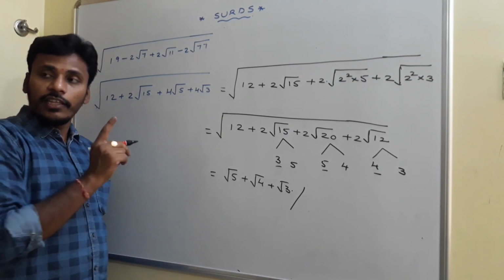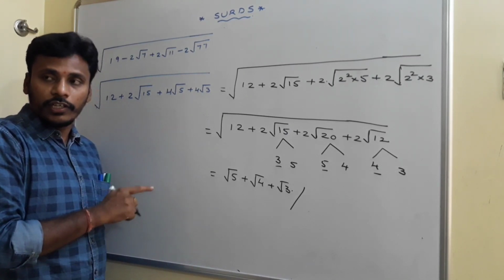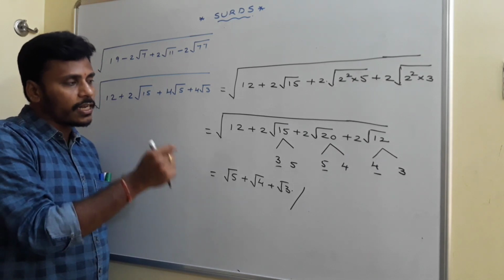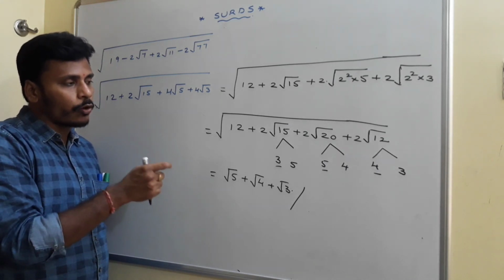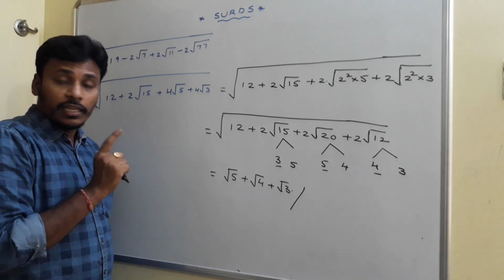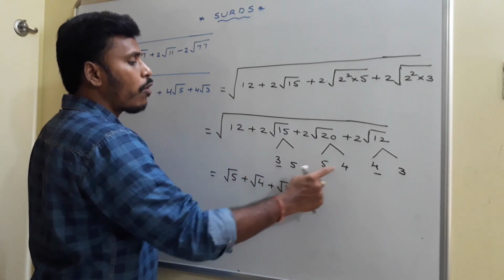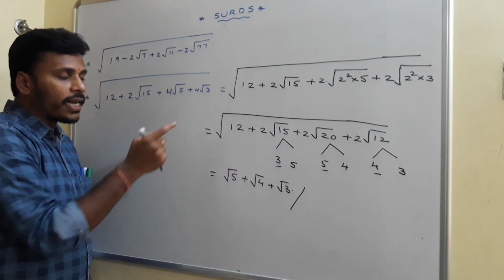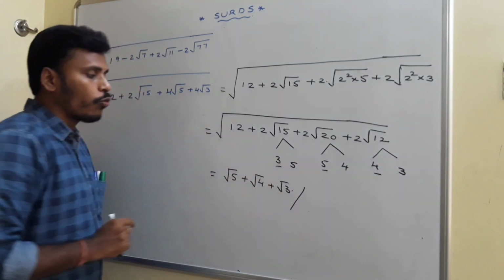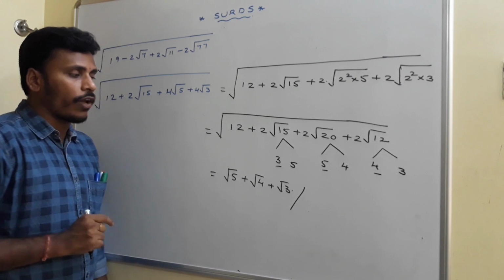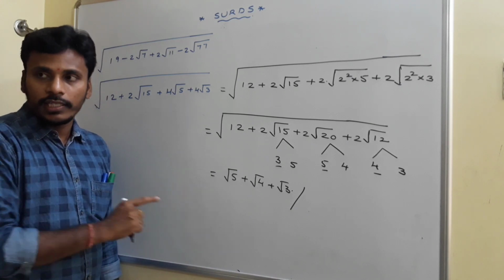See, just like in the previous technique, you need to split each number 15, 20 and 12 as product of two numbers, right? Such that every two terms will have one common number and the sum of these 3, 5 and 4 is 12, and at the end your answer is root 5 plus root 4 plus root 3. How is it root 5 plus root 4 plus root 3? Actually it is the answer.